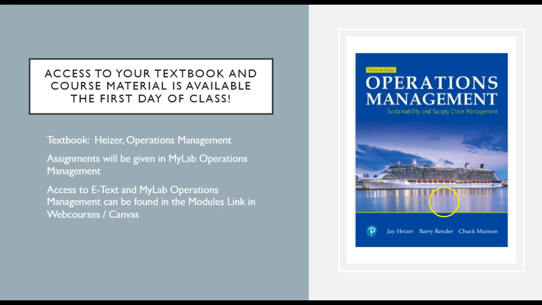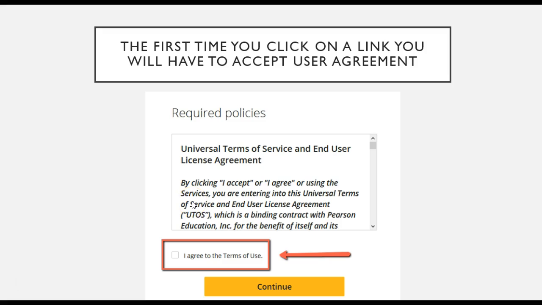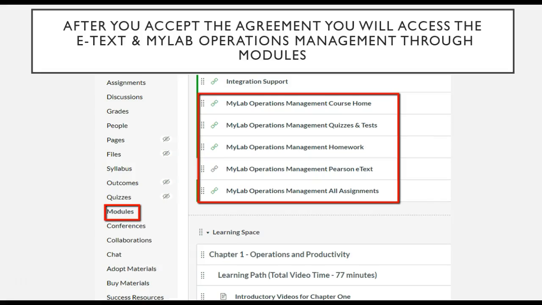The book that's used for the course is the Operations Management, and you'll have this link via web courses through the Modules tab, and you're also going to be given assignments in MyLab Operations Management. So, step one, click on Modules once you log into web courses, and then off to the right you're going to see links to MyLab Operations Management, either here or throughout the rest of the course. Once you click on it, the very first time you're going to have to agree to the terms of use and click Continue. For the first week, you'll have open access or free access to any of the Pearson or the MyLab Operations Management material off to the right.